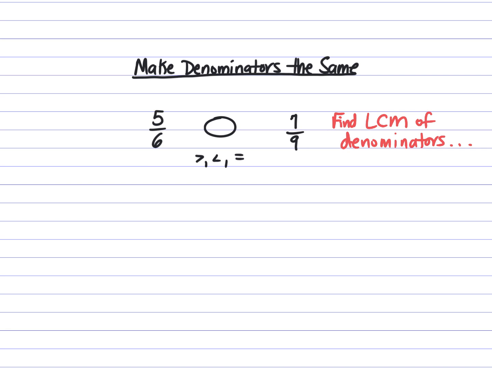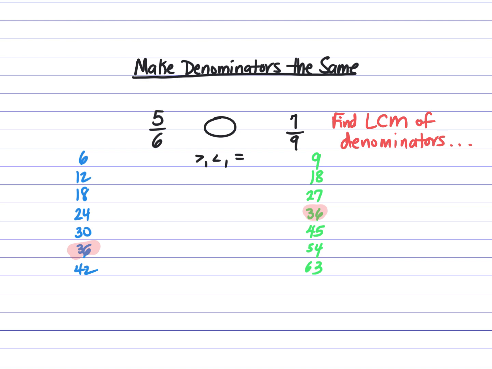So let's do that first. Let's go with multiples of 6. So 6 times 1 is 6, 2 is 12, 18, 24, 30, 36, 42. And I'm going to stop there. Now I'm going to come over here and do 9. So 9, 18, 27, 36, 45, 54, 63. What is the smallest multiple that they have in common? That's going to be 36.